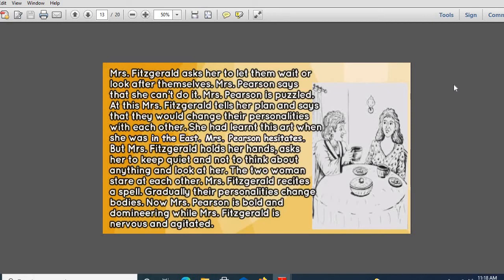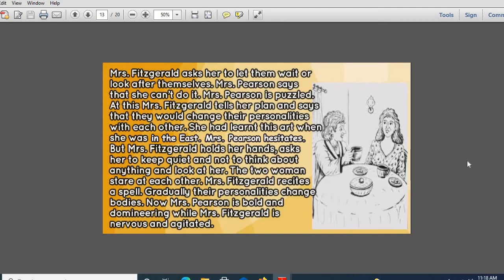Personalities change bodies is a very, very important theme. Okay, so let's see. Mrs. Pearson at first hesitates, saying no, it's okay, let us be what we are. But Mrs. Fitzgerald holds her hands, asks her to keep quiet and not to think about anything and look at her. Yes, now this is very important. Mrs. Fitzgerald performed the magic. She told Mrs. Pearson to look at her. The two women stare at each other. Mrs. Fitzgerald recites a magical spell. Gradually, their personalities change bodies. Okay, this is something very, very important.